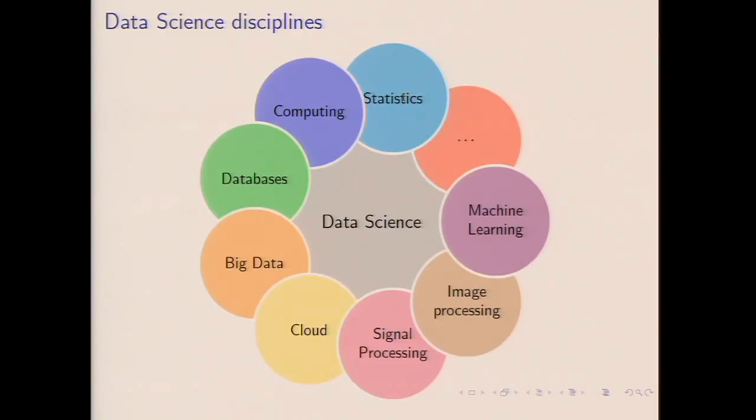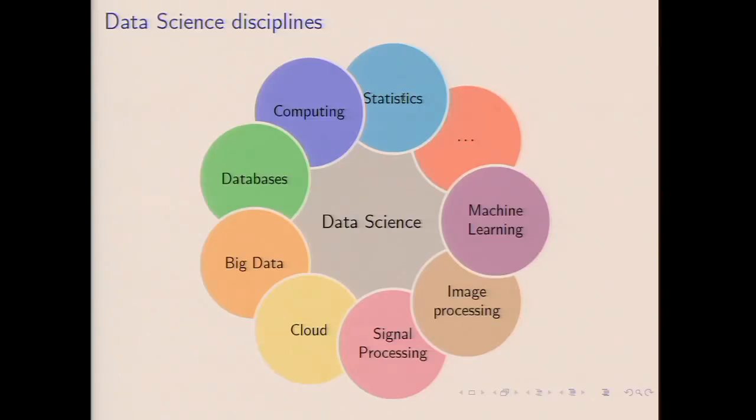Now, image processing and signal processing are techniques that we are going to use to extract features or attributes from signals and images which might be in our database. And I will talk about this later on. Obviously, computing, we will be doing computation somewhere. Databases, we need to have our data that we have recorded stored somewhere. Big data and cloud emphasize using cloud technologies to access the data online. Big data refers to the amount of data that we might have.